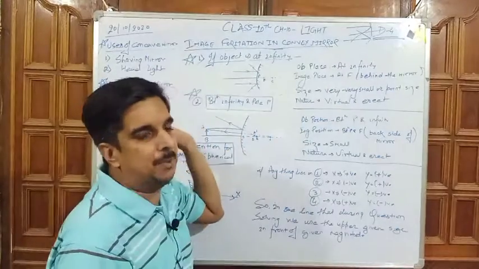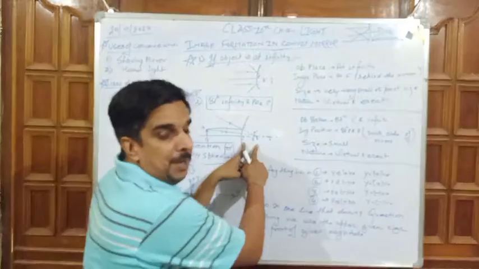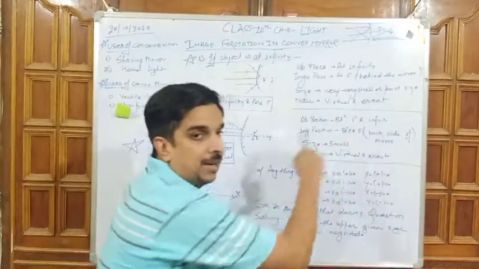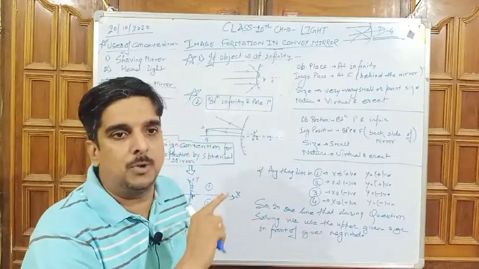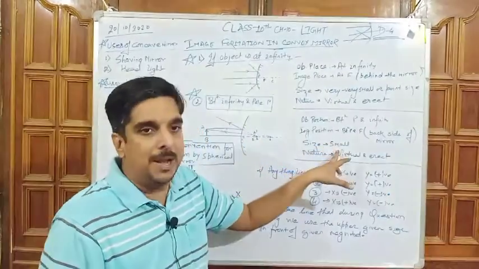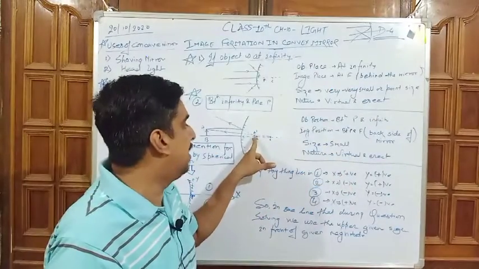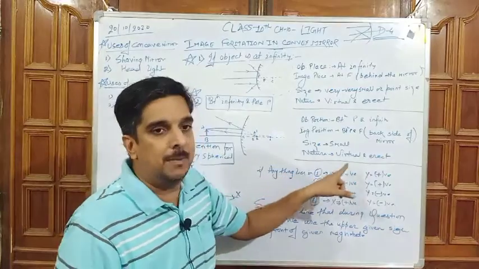P and infinity, anywhere. Image position between P and F, back side of the mirror. Clearly, if that kind of question comes in the exam, you have to mention that back side of the mirror. Size will be small, which is definitely small with respect to the size of the object. And nature will be virtual.